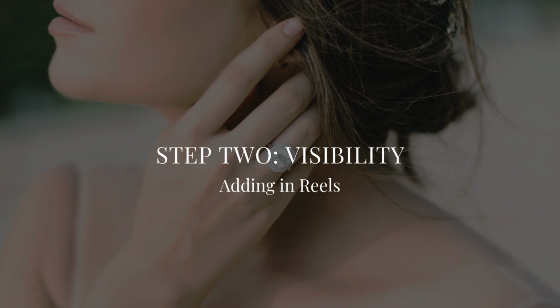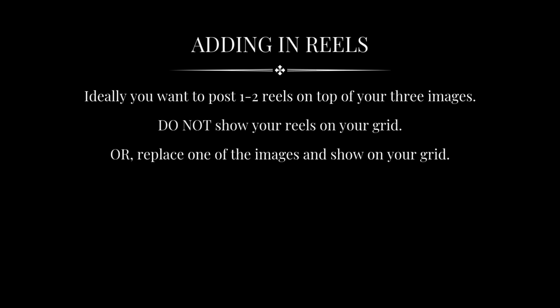Next, we're going to build on that foundation of those 3 posts, and we're going to add in some reels. Ideally, you want to post 1 to 2 reels on top of your 3 images. Don't show your reels on your grid though, or what you can do is you can replace one of the images and show it on your grid. So ideally you want to have those reels just show up on that reels page. And there's a few different reasons for this. Number one is, first of all, it makes it a little easier and quicker to create reels because you don't have to worry about them aesthetically fitting into your grid and messing up the look of your grid.